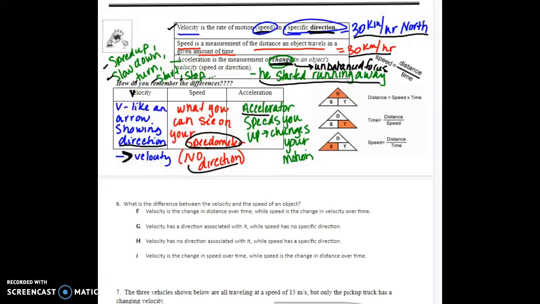Acceleration, I like to think of my accelerator on my car. It speeds me up. If I let off it, it will slow down. It doesn't really turn me, but acceleration is any sort of change in your motion at all.